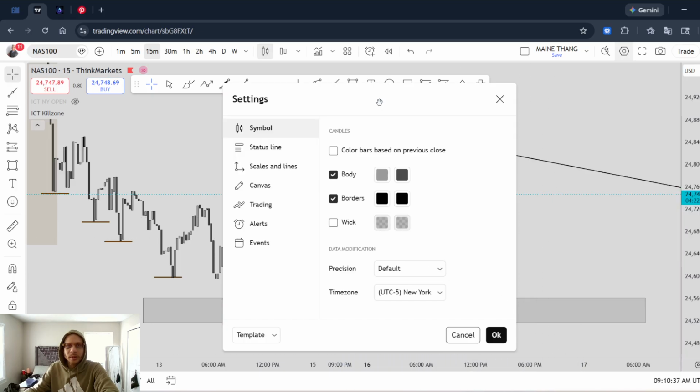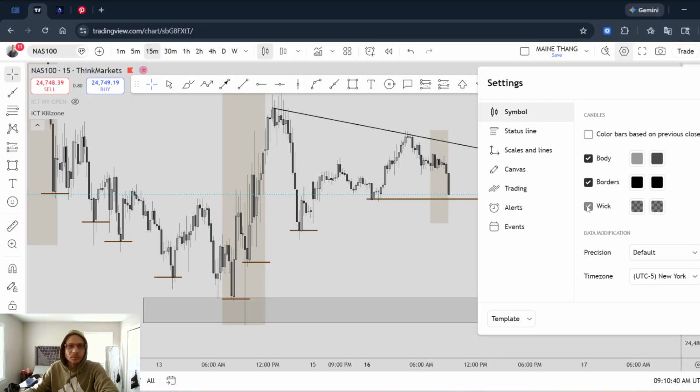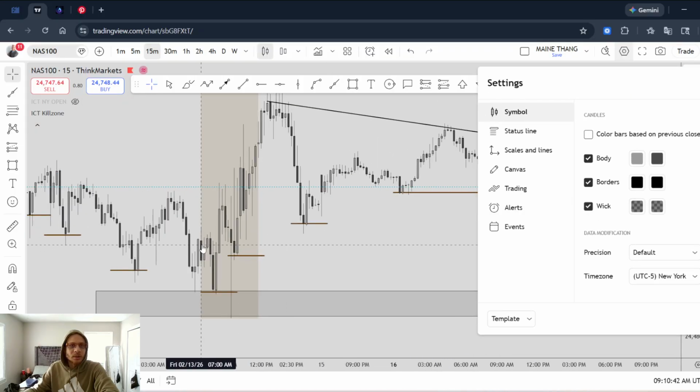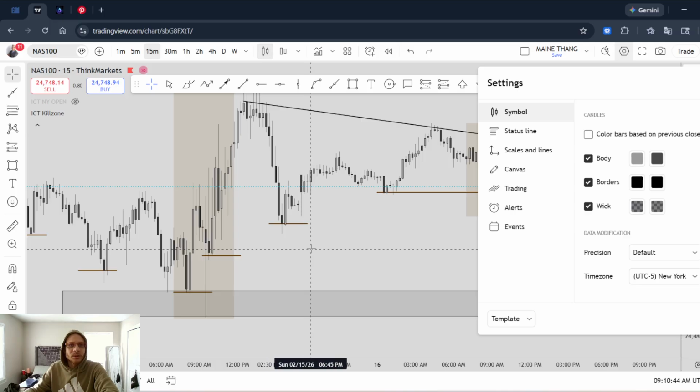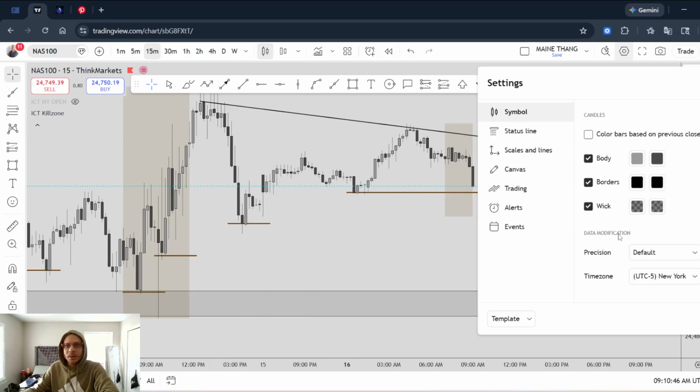And if we turn the wicks back on, it clears up that noise. A lot of noise for no reason. So this helps you see the higher highs and higher lows, or vice versa.